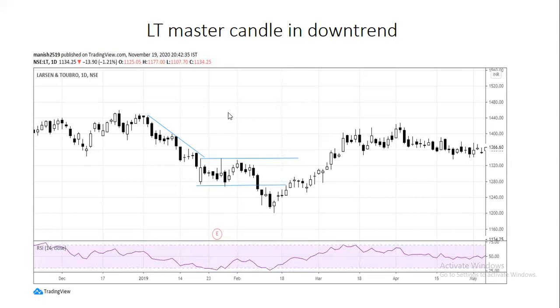Point number 2, you can note down gap up, gap down opening. If you are getting master candle setup after gap up, gap down opening, very high chances it can work in your favor. If you wish to do swing trading using options, you can look for master candle setup on daily time frame and you can design option strategy.